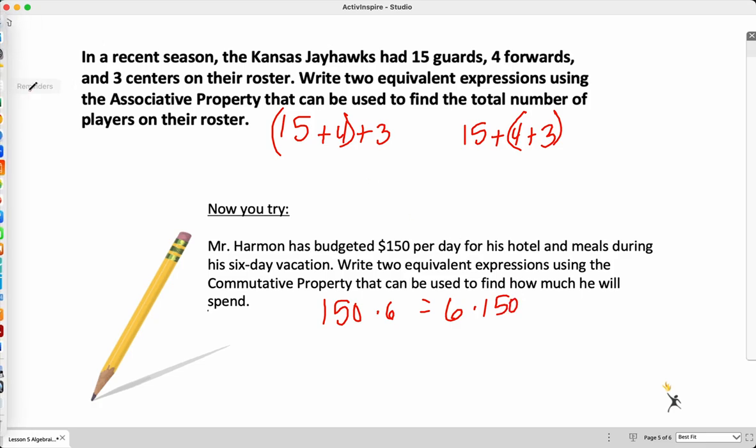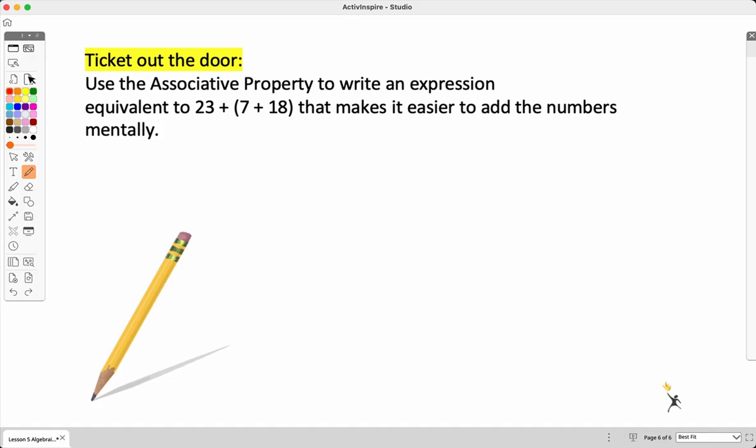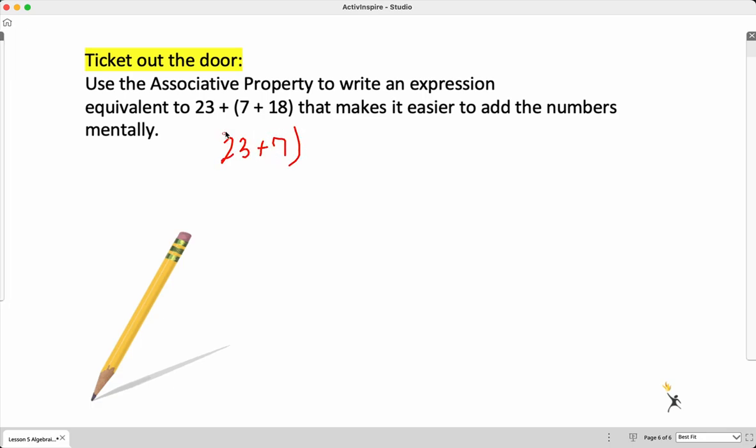All right, now that we've gotten a deeper look into these properties, take a second and figure out how the associative property could be used to make these answers easier to solve. If you look at that, you could regroup it to be 23 plus 7, which allows you to get 30, and 30 plus 18 is easier than adding 18 plus 7 plus 23, because then you're adding a 0, using the identity property to help you figure this out.